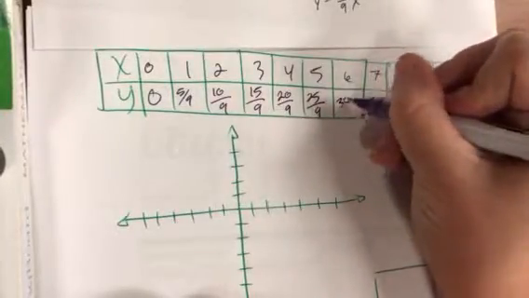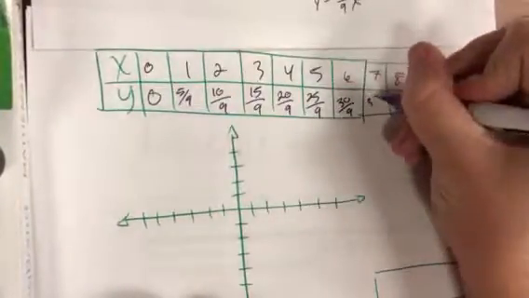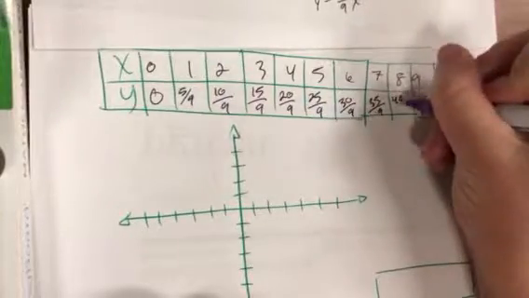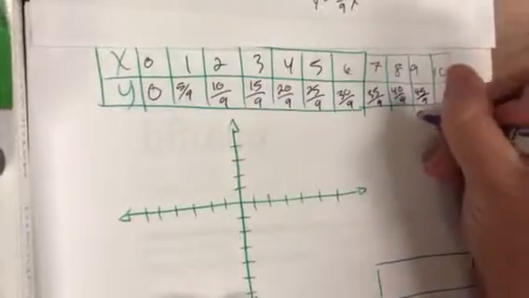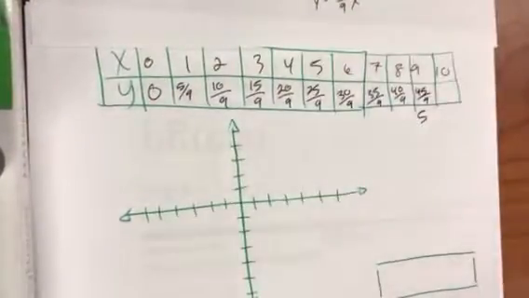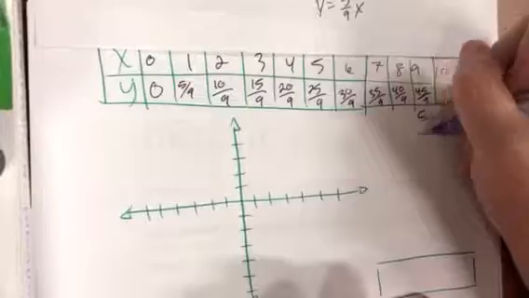30 over 9. 35 over 9. 40 over 9. 45 over 9, which is 5. Okay, so just to show you, the 5 divided by 9, that's our constant right there.